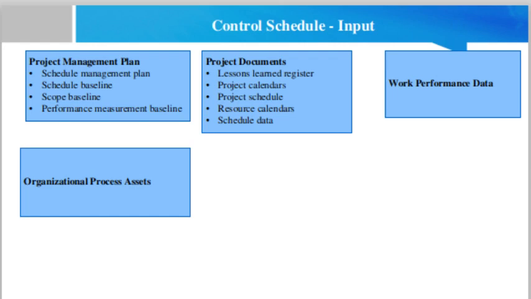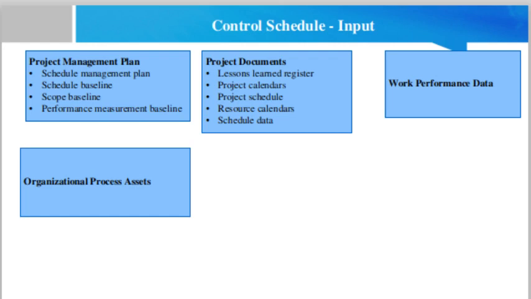Project documents. Project documents include the lessons learned register. Lessons learned earlier in the project can be applied to later phases in the project to improve schedule control. Then project calendars. A schedule model may require more than one project calendar to allow for different work periods for some activities to calculate the schedule forecast. Project schedule. The project schedule refers to the most recent versions with notations to indicate updates, completed activities, and started activities as of the indicated date.